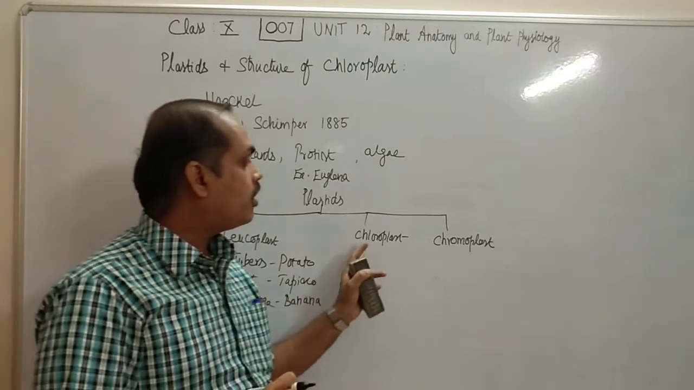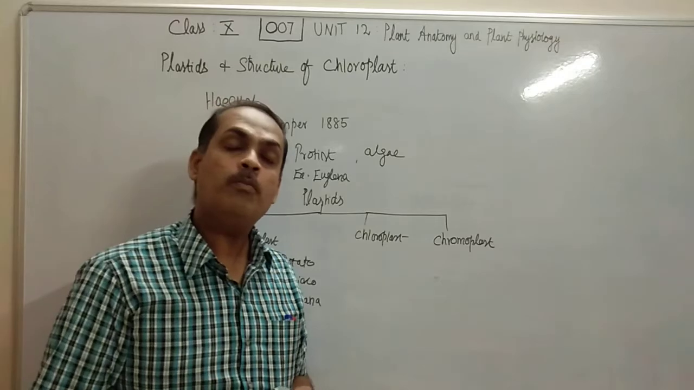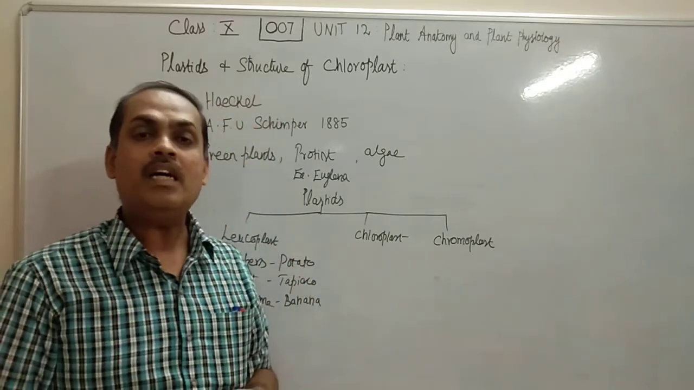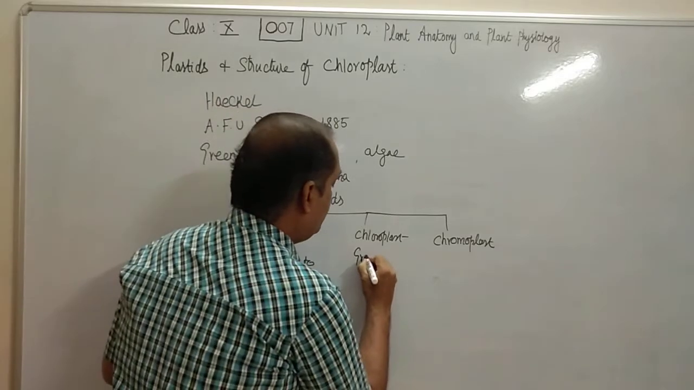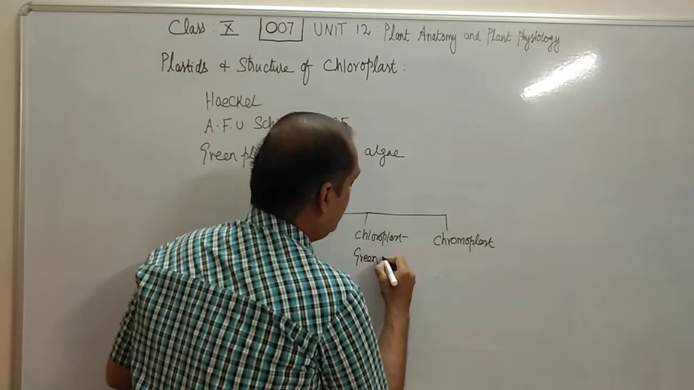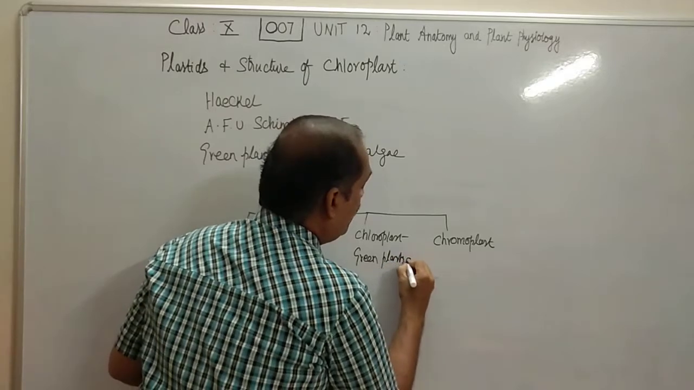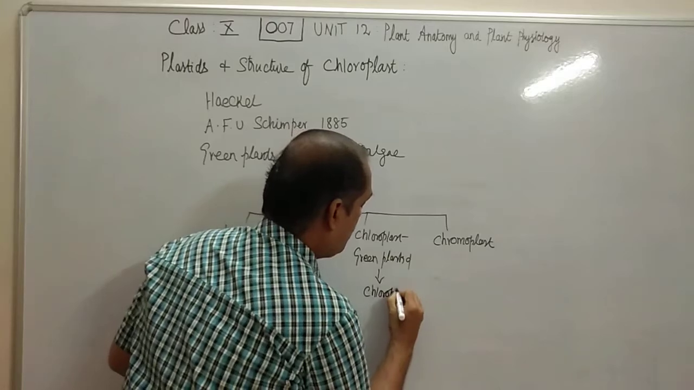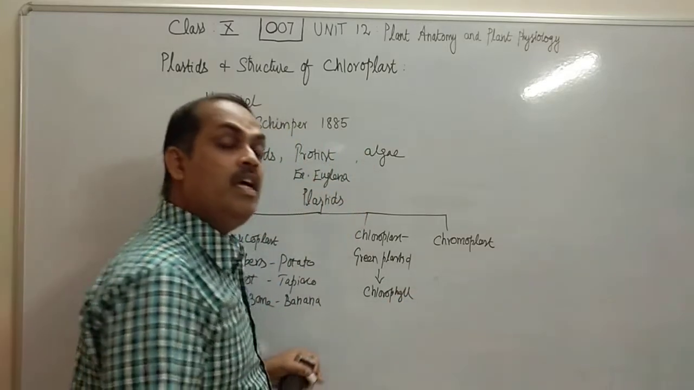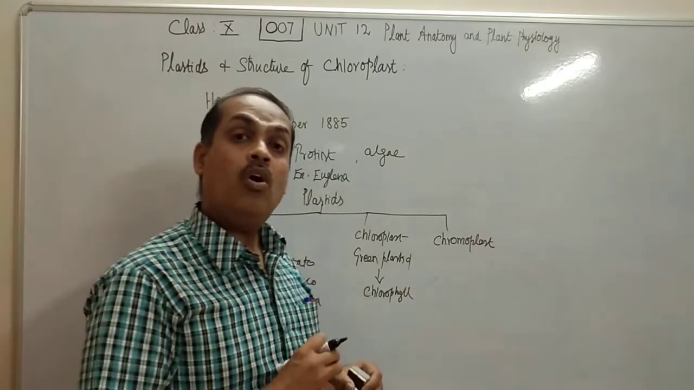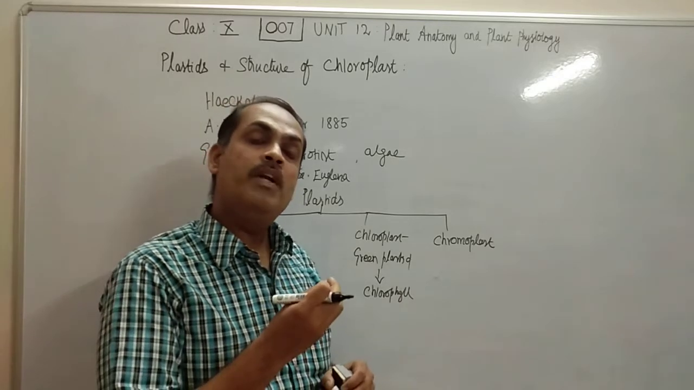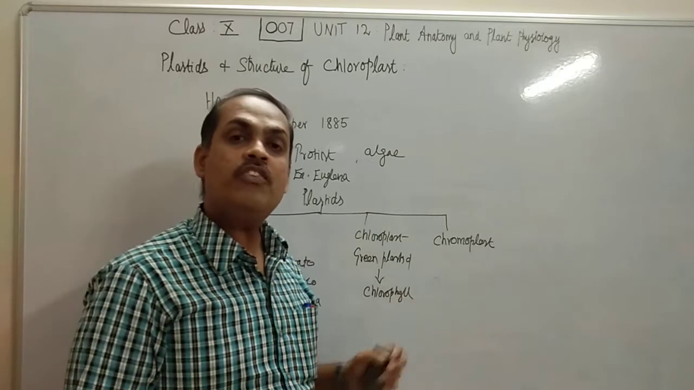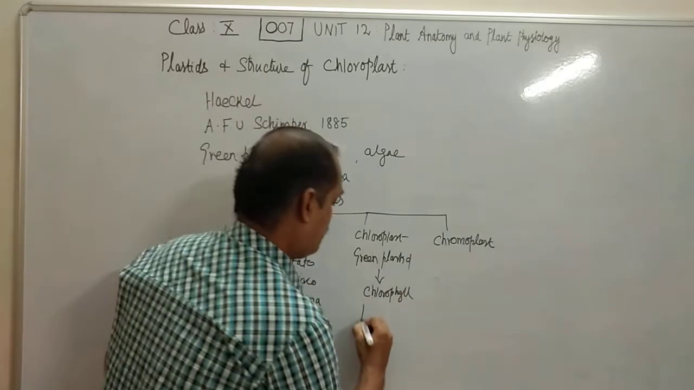Now the next one is chloroplast and chromoplast. Both chloroplast and chromoplast are colored plastids. Chloroplasts are green colored plastids. They are called green plastids because they contain a pigment chlorophyll in them, which gives green color. They are basically found in all the leaves, and when the plant is young, even the stem will have chloroplast. The function of chloroplast is photosynthesis.